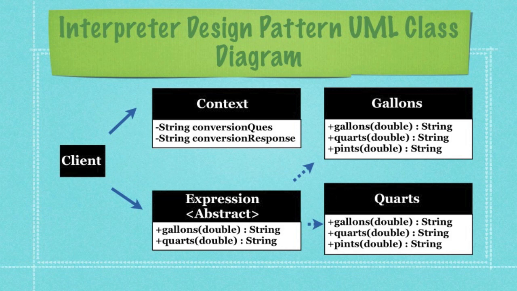Okay, on the left, you're going to have your client that's going to ask for certain information. That information is going to be stored in what is called the context, and you can see that right here, conversion question. Then you're going to have all sorts of responses, and different information is going to be relayed from the context over to concrete expressions that are all going to extend this abstract class. And you can see a very specific example. What I'm going to do here is say, okay, you're going to give me gallons. In exchange, I'm going to give you either gallons, quarts, or pints. Or if you give me quarts, I'm going to give you gallons, quarts, or pints as a response. So that's the basic idea of how the interpreter design pattern works.